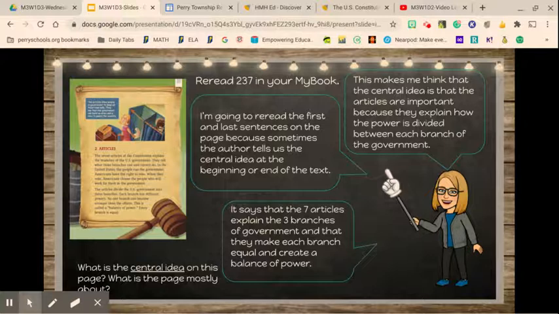And then at the last one, this one says, this is called a balance of power. Every branch is equal. So it says that the 7 articles explain the 3 branches of government and that they make each branch equal and create a balance of power. So as I was reading that, it makes me think that the central idea is that the articles are important because they explain how the power is divided between each branch of government.